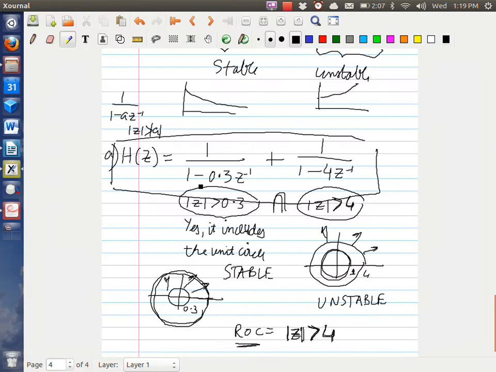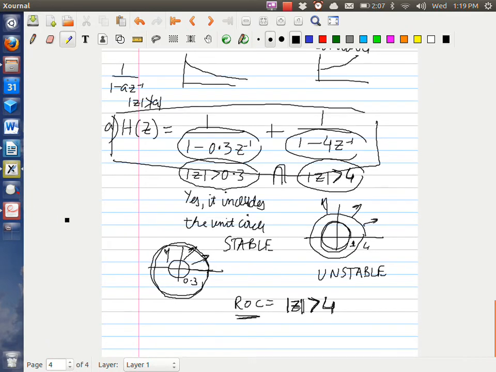Then you're asked to find the poles of H of z. So just simply equate the denominators to 0 and solve for z. So this would probably give you z equals 0.3, and this is going to give you z equals 4. Right, that's when the denominators turn to 0 and H of z becomes infinite. So these are the poles.